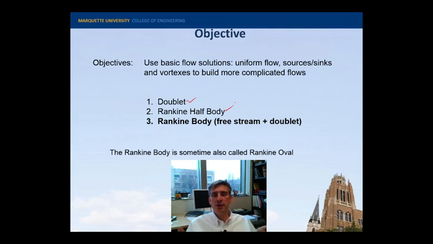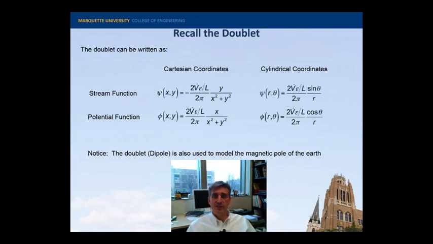But all of these are built from the basic building blocks, which are uniform flow, a source or a sink, or the vortex. Recall from when we derived the doublet solution several lectures ago, we got this form of the streamline function in Cartesian or cylindrical coordinates, and then the potential function in Cartesian or cylindrical coordinates. And this doublet is also known as the dipole. So this represents the dipole that you're used to seeing, like the magnetic field of the Earth.